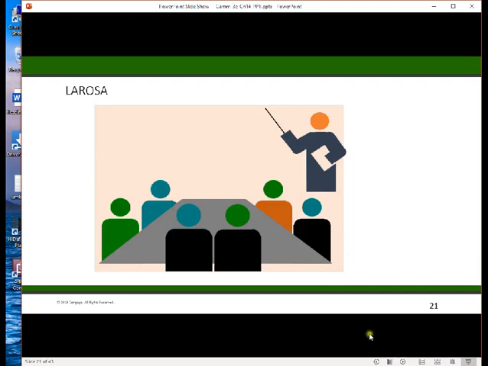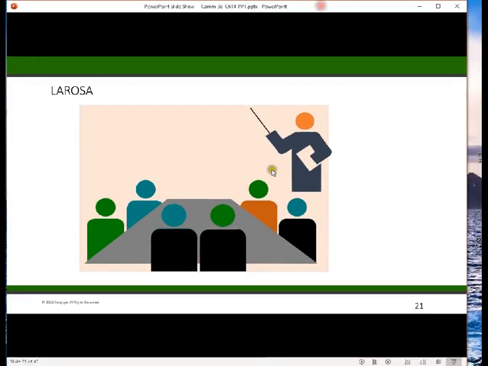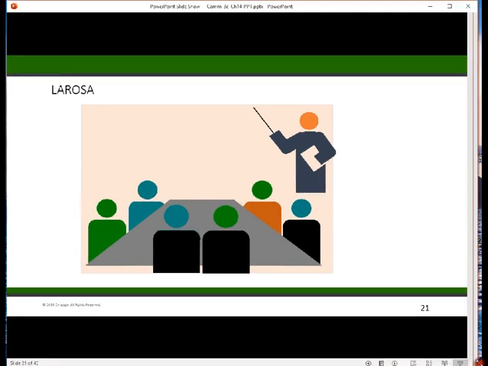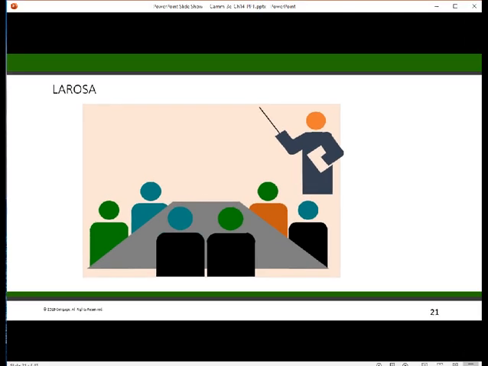So in this case, we're going to be dealing with a company called La Rosa, and let me adjust this just a little bit there. And I'll increase the size of this there. Okay.